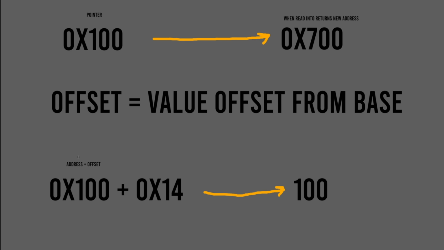So here we have an address plus an offset, so 100 plus 14, and this can for example return the health. So in this case 100 would be the base of the player, and when you add an offset, the 14, when we add 14, it returns our health.